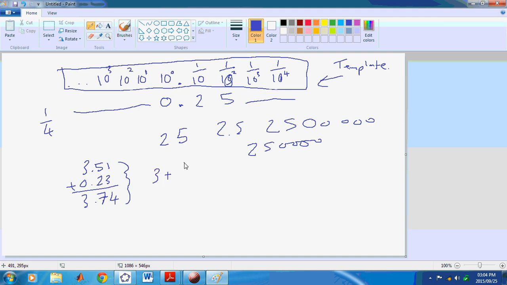3.51 is the same as 3 plus 51 over 100, which is the same as 351 over 100. They wouldn't have to know any of this fractional theory. Similarly for 23 and 3.74.